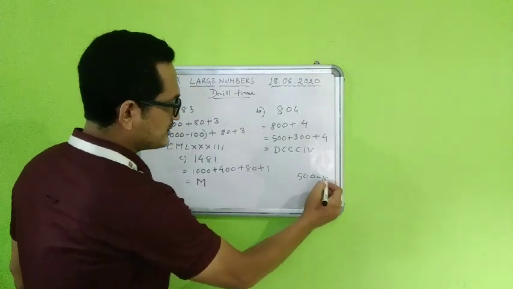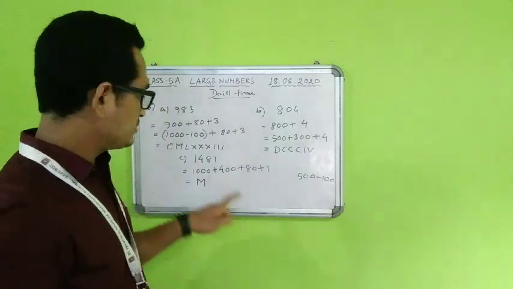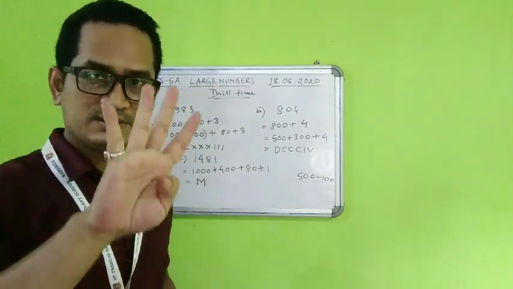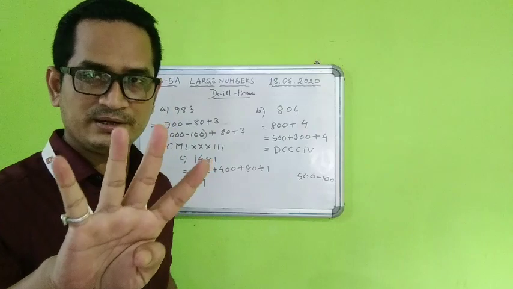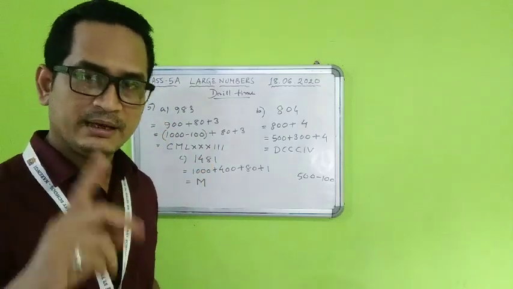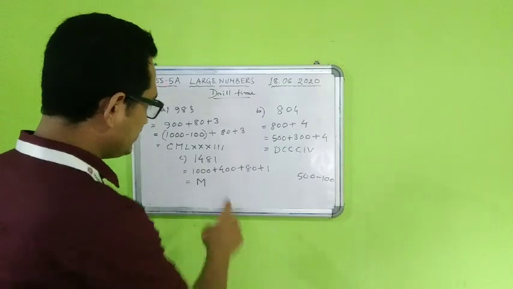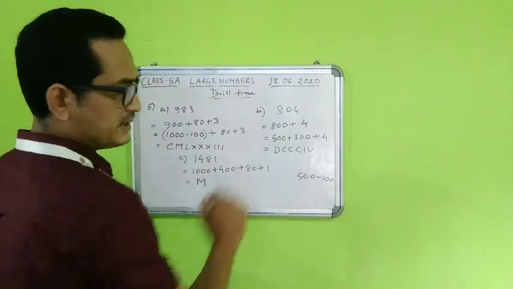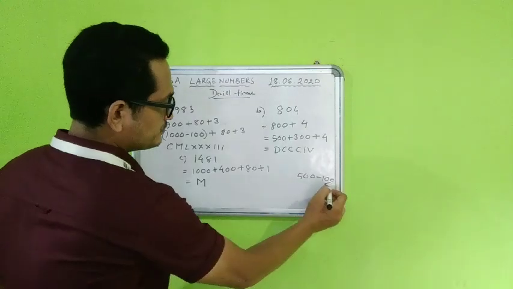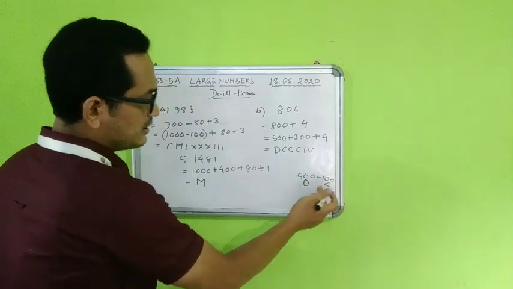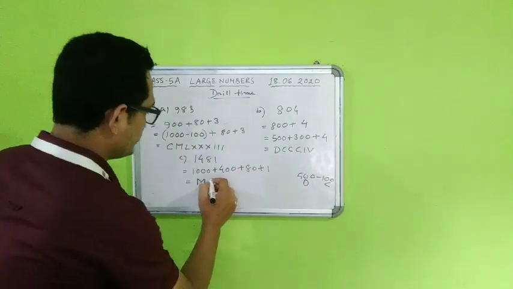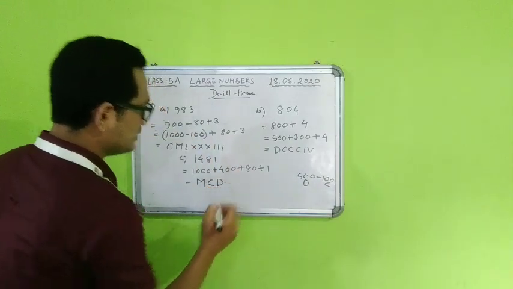We cannot repeat the C four times, because if we read C four times it becomes 400, but that is not the rule. We can repeat a symbol for maximum 3 times. So 400 will be written as 500 minus 100. Now 500 minus 100 means C and D. Since it has to be subtracted, the smaller one will be written first. That means we will write CD.